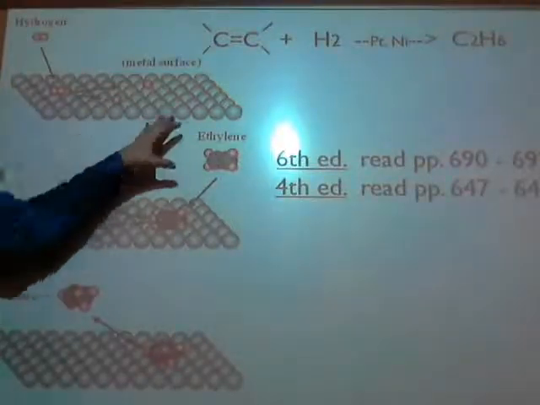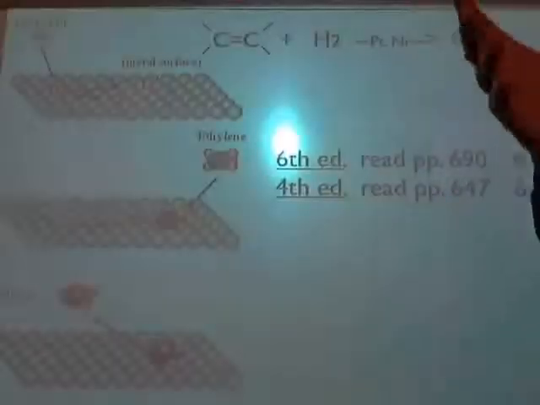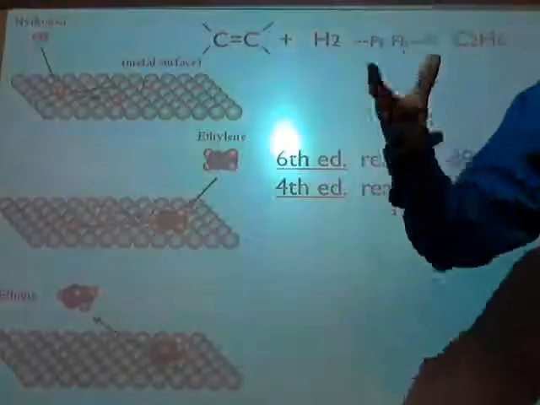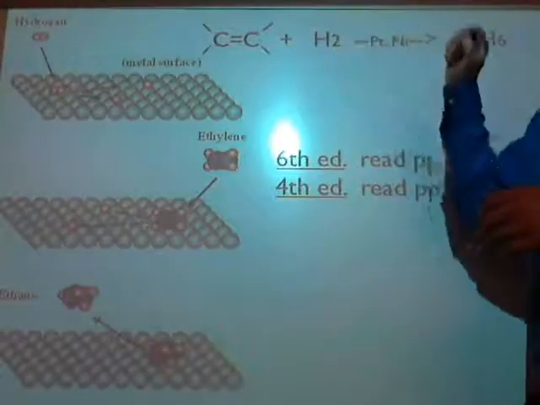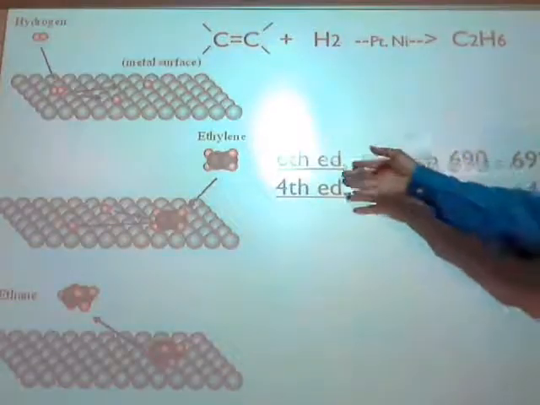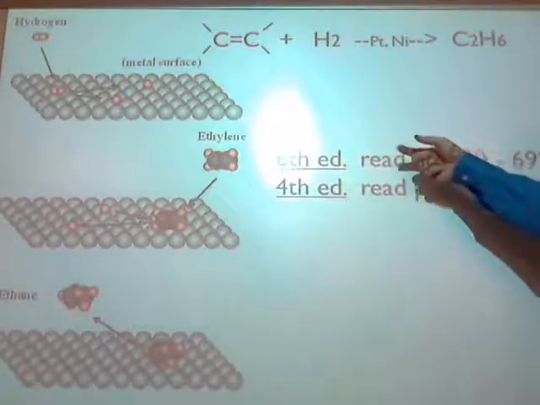Now, this is going to be applied. You don't have to copy that down because you're going to do a specific example. That's an example I could have used, but I want you to read about 3 pages' worth of an example on the catalytic converter, how a catalytic converter works in your car. What edition do you have? Look at your book there. 6th or 4th? Which is it?